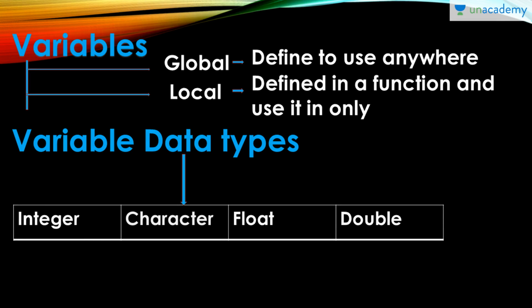Now there are two types of variables, global variables and local variables. Global variables are defined to be used anywhere inside the program, and local variables are defined in a function and we can use them only in that function. Now what are the variable data types? There are four types of variable data types: integer, character, float, double.